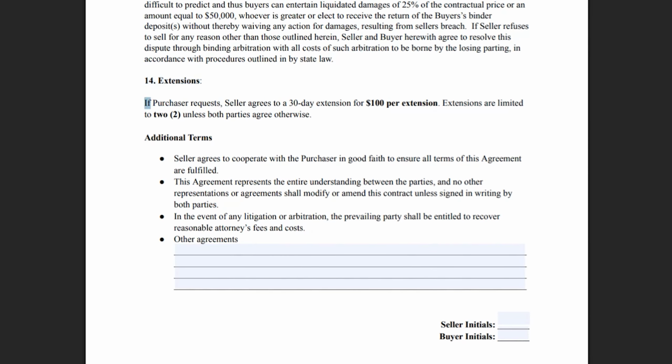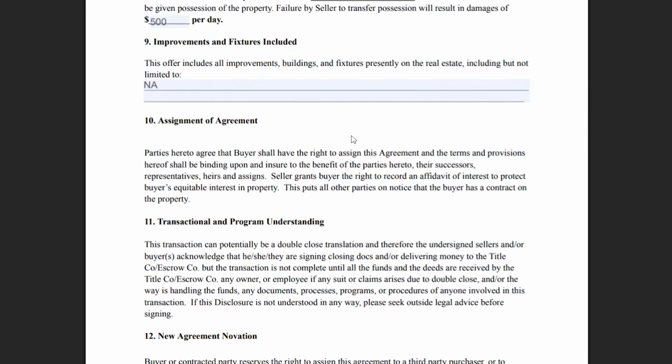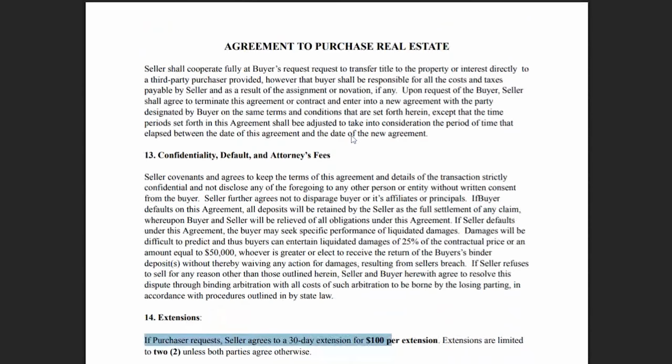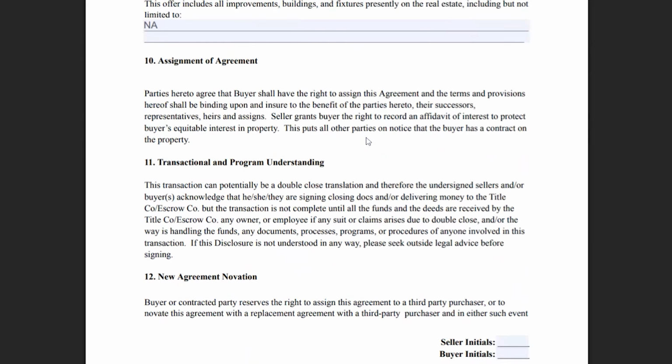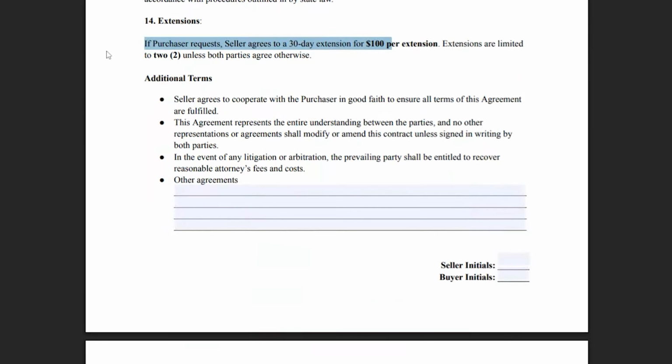Extensions. We build this in: if the purchaser requests, seller agrees to a 30-day extension for $200 per extension. Extensions are limited to 2 unless both parties agree. So what is that going to cost you? $100 per extension. If you need a 30-day extension, you extend it, $100. Now you'll be giving your earnest money away at that point in time, but it's $100, right? Seller agrees to cooperate with the purchasers in good faith of the terms of this agreement.